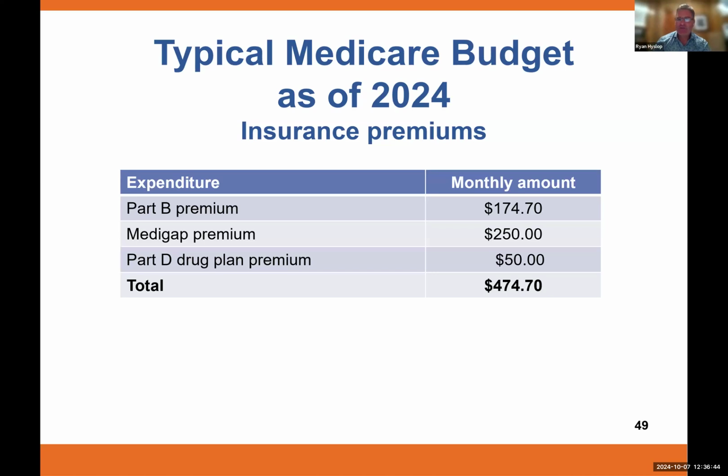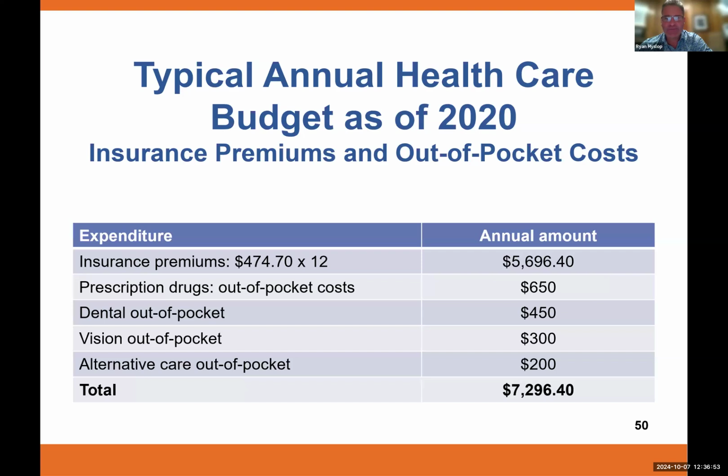So this would be traditional Medicare. You're paying $300 to the private and $174 to the public. Roughly $500 times 12 because it's a monthly amount, so you're looking at $6,000 a year. Well, what else are we missing? Well, we've got prescription drug out-of-pocket costs, right? That portion that's not covered.